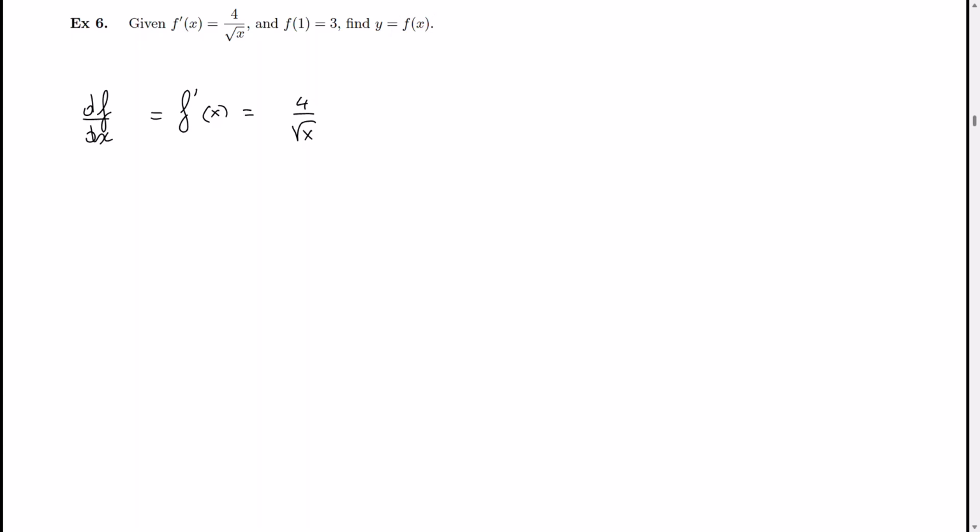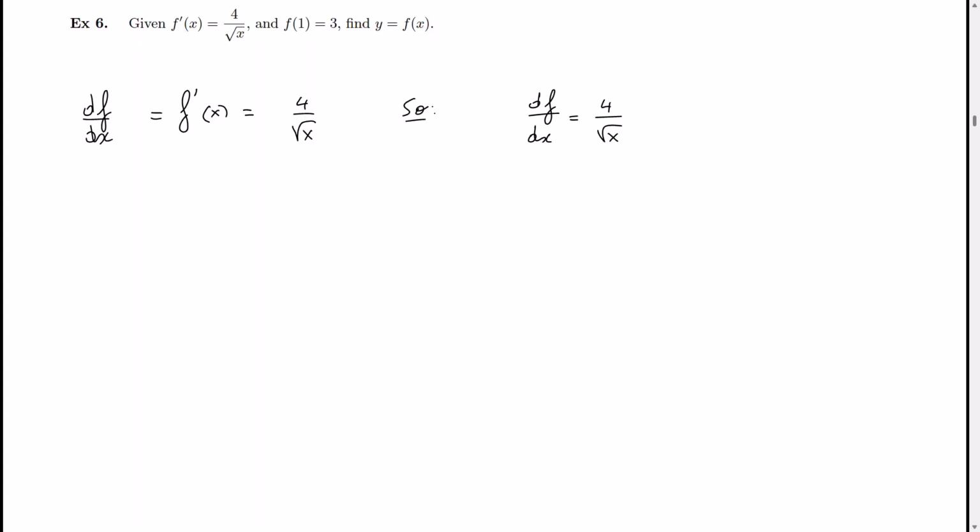We have df over dx equal to 4 over square root of x. So in other terms, I would like to know the little f of x function. So let me skip the f prime part and just write down this instead. So how do I find it? Well, first I need to get rid of the denominator dx. I need to remove that dx part.